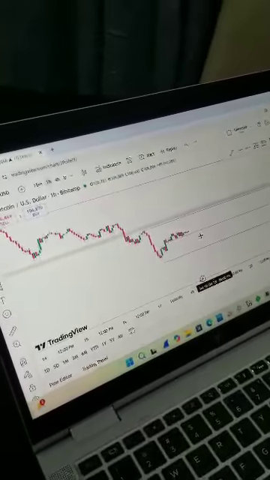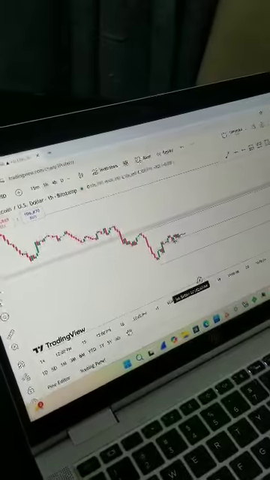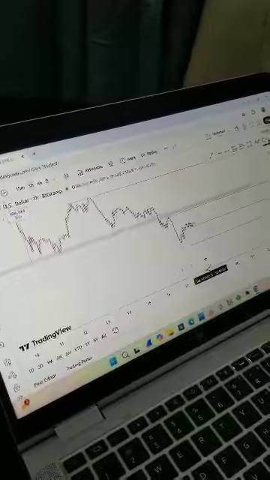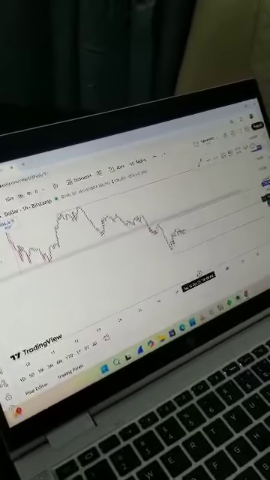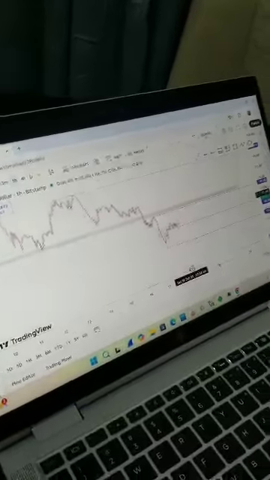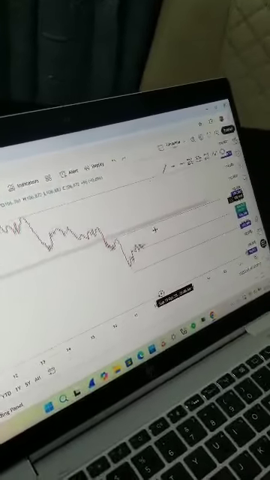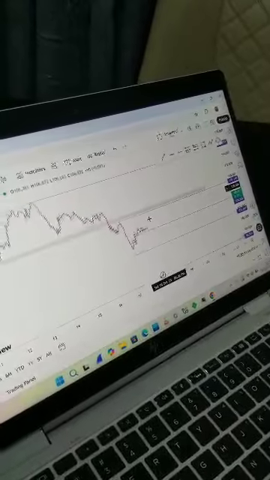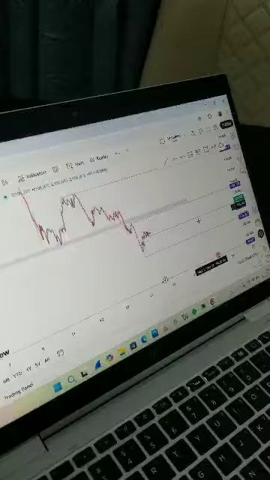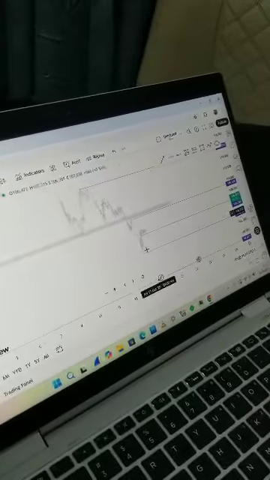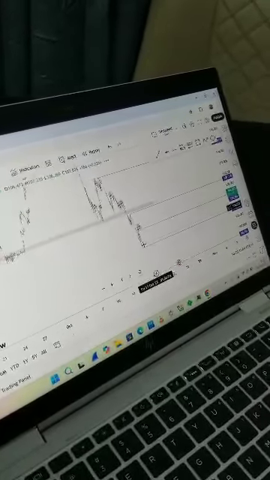If BTC continues breaking the lows, the next place we will find BTC is 98,800. But if it doesn't break, then it might go back to 109,000. But as far as I know, BTC is going to 98,800, which is this level here, this previous level.